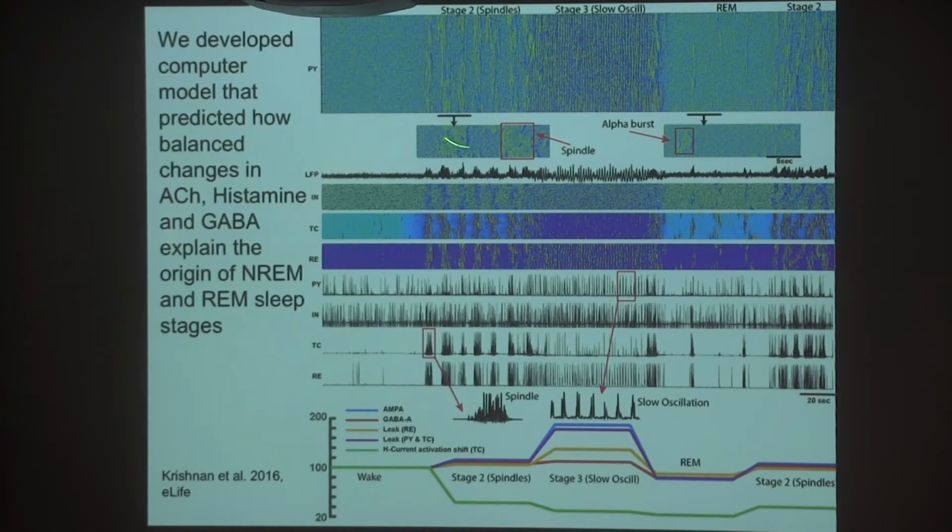Then there is a period of stage 2 with isolated spindle events. If you zoom in, this is how a spindle looks in the LFP, and this is a recording from a model TC cell. Then this is stage 3, when we have up and down states, which again is not perfect but somewhat resembles the real thing. Then this is a period of REM sleep, and then the awake state. So this is the model we are using.